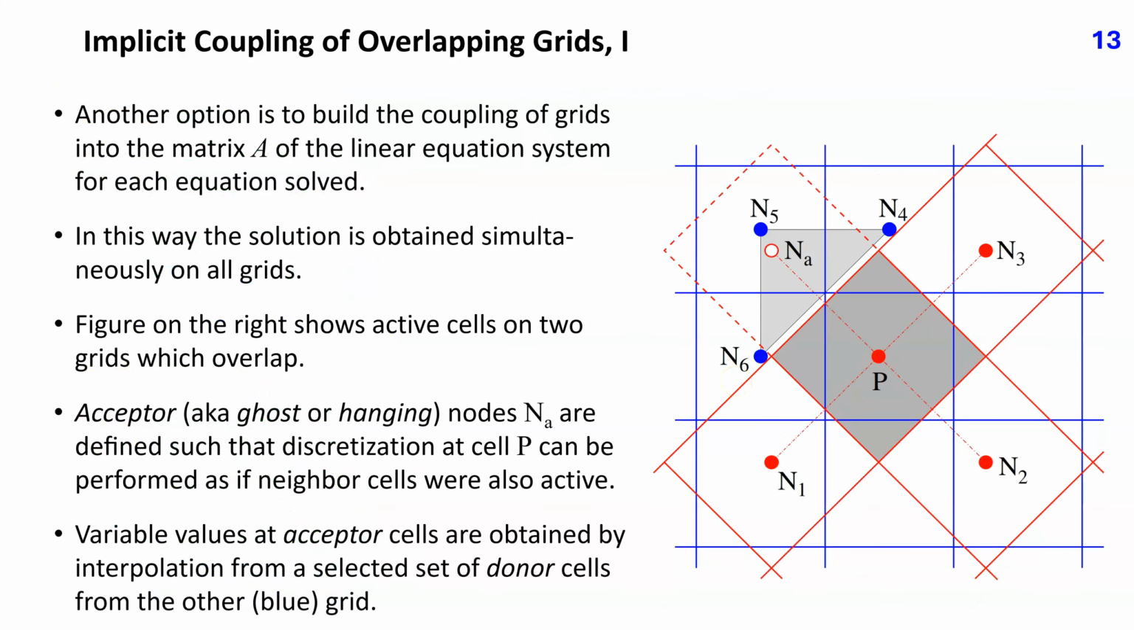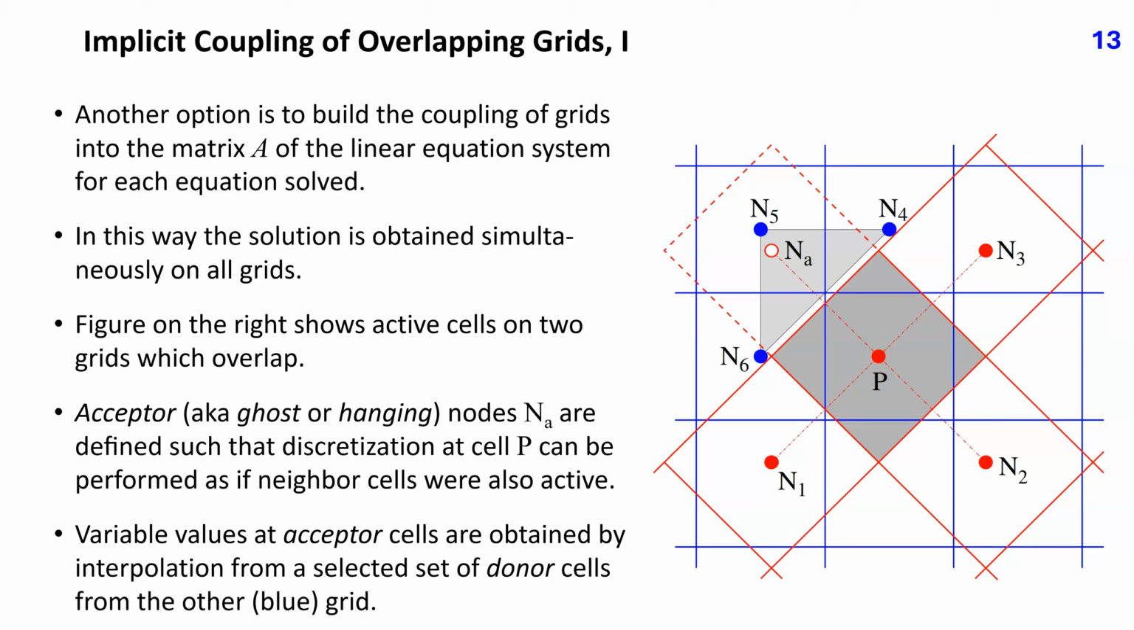Another option is to build the coupling of grids into the matrix A of the linear equation system for each equation solved. In this way, the continuity and momentum equations are solved simultaneously on all grids. That is, the grids are coupled at the inner iteration level. The implicit coupling of grids is highlighted with the help of this figure, which shows active cells on two grids which overlap. Blue lines denote the background grid, while red lines are from the overlapping grid attached to one body.